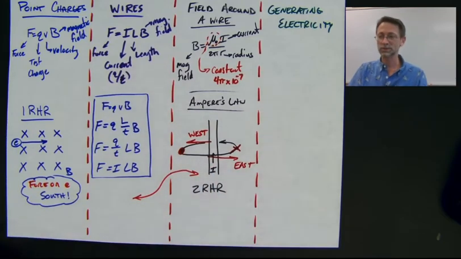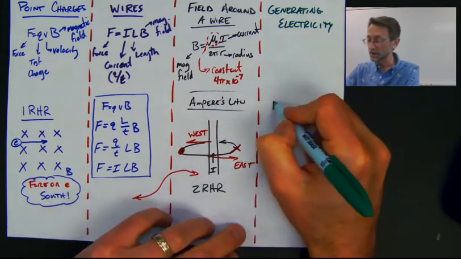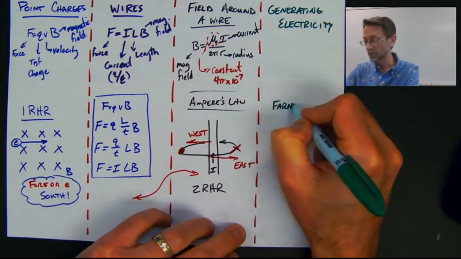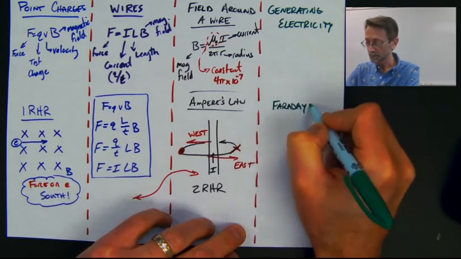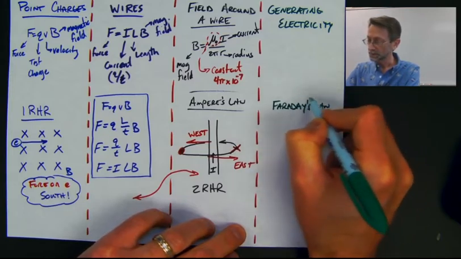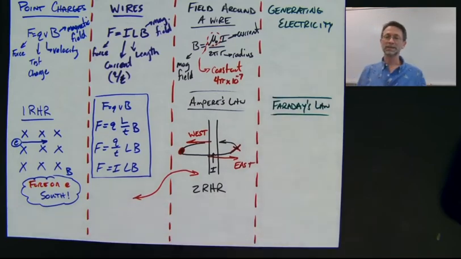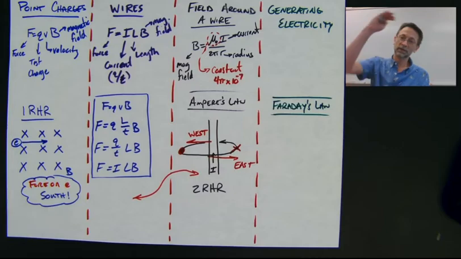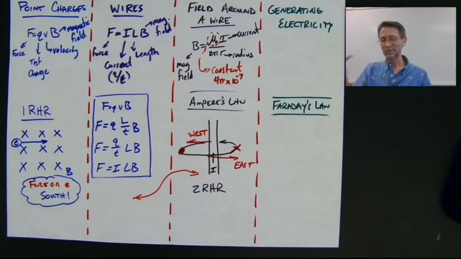Okay, now moving on to generating electricity, we want to talk then about Faraday's law. So remember that Henry and Faraday discovered that you can take magnetism and create electricity. All the way back, Oersted discovered that you can take electricity and it will create magnetism. And Henry and Faraday discovered the other way, that you can take magnetism and create electricity.